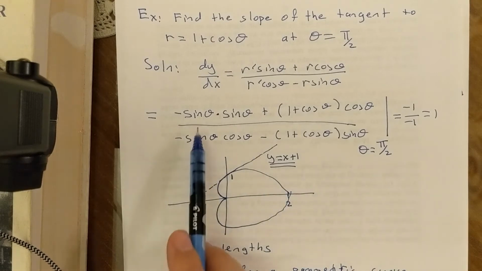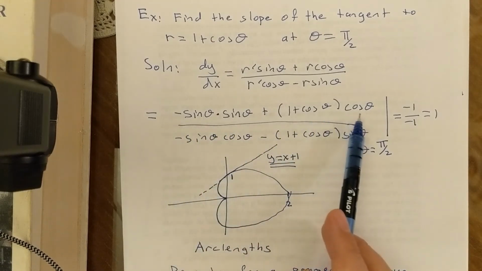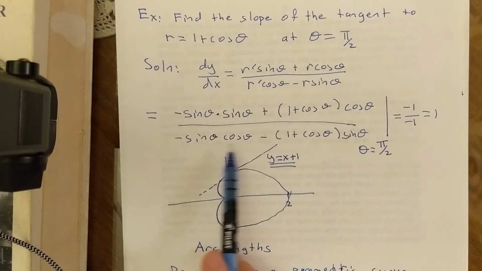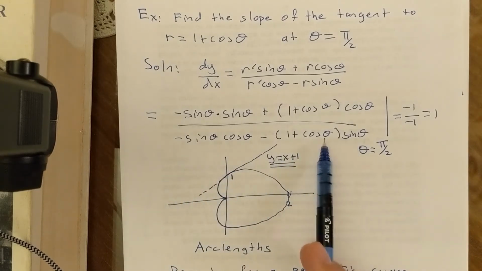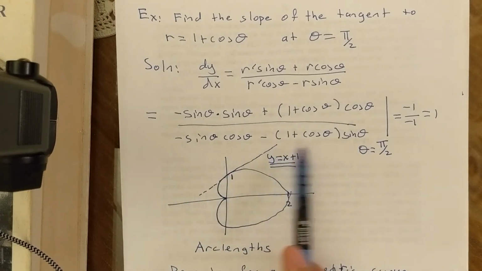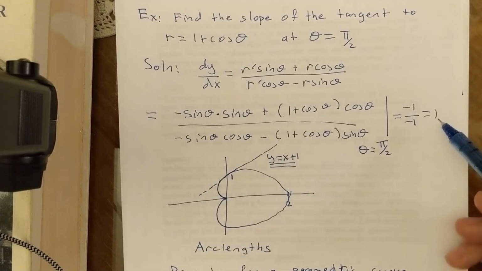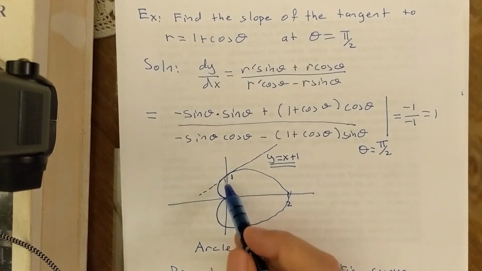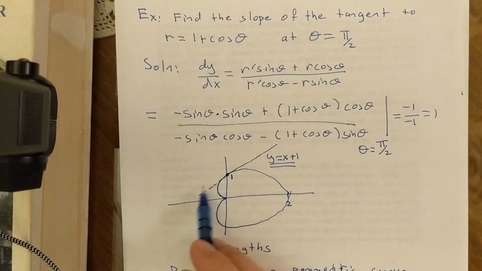When you plug in pi over 2, this is 1, 1, so you get minus 1 here. This is going to be 0, this is going to be 0, so this term goes away. Again, this is going to be 1, but this is going to be 0, so this term goes away. And cosine times sine is going to go away. All you're going to have left is minus sine, okay? So you get minus 1 over minus 1. And that gives you the slope of this tangent line when theta is equal to pi over 2, when you're at 90 degrees, the slope of that tangent line is equal to 1.